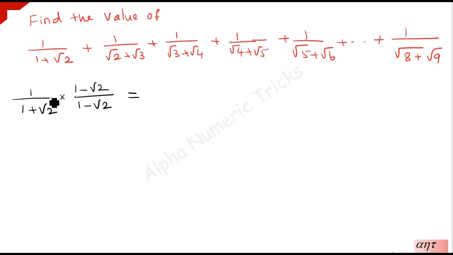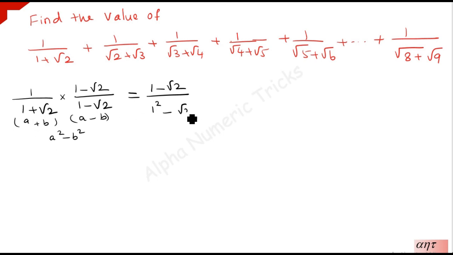Okay, so what is 1 times 1 minus square root of 2? The same number, 1 minus square root of 2, divided by, this is a plus b and this is a minus b. When you multiply these, you get a squared minus b squared. What is a here? 1 squared, minus b, which is square root of 2 the whole squared. So 1 minus square root of 2 divided by 1 squared is 1, minus square root of 2 the whole squared is 2. So you get the value as 1 minus square root of 2 divided by 1 minus 2.